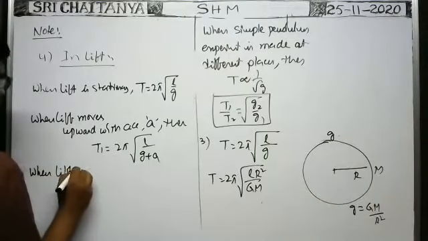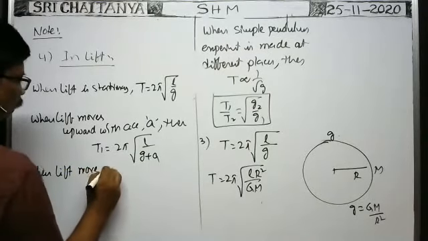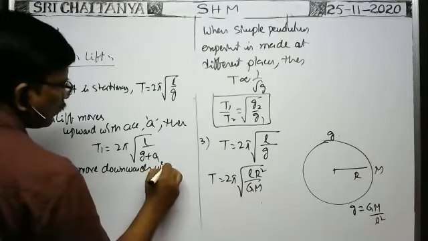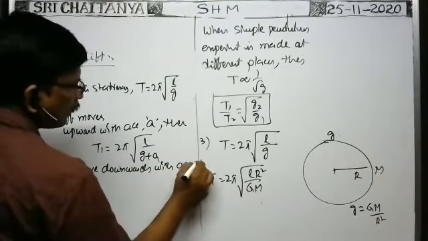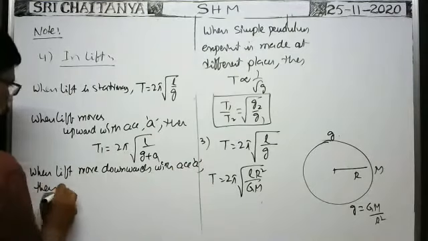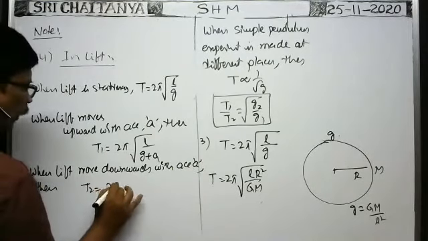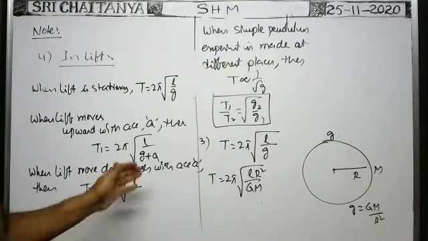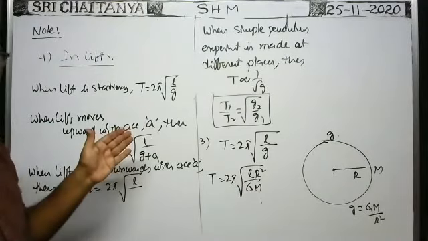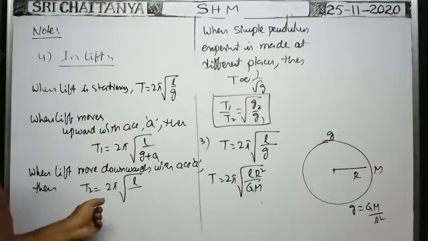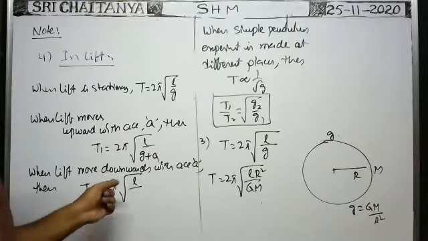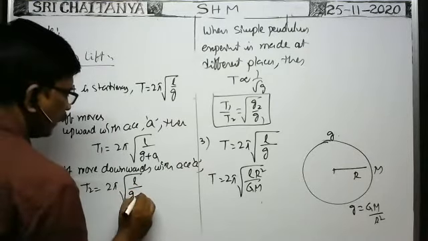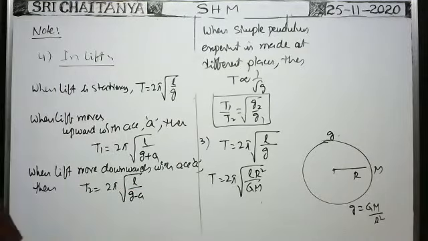When lift moves downwards with acceleration A, then time period T2 is equal to 2 pi into root of L by, what you have to write? When the lift is coming down with an acceleration A, then T is equal to 2 pi into root L by g minus A, we have to write g minus A. Okay, next.